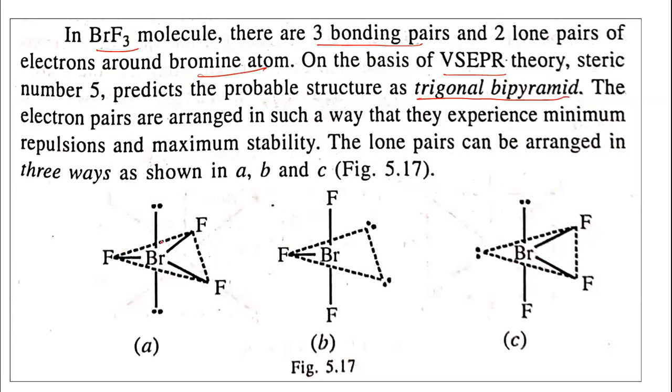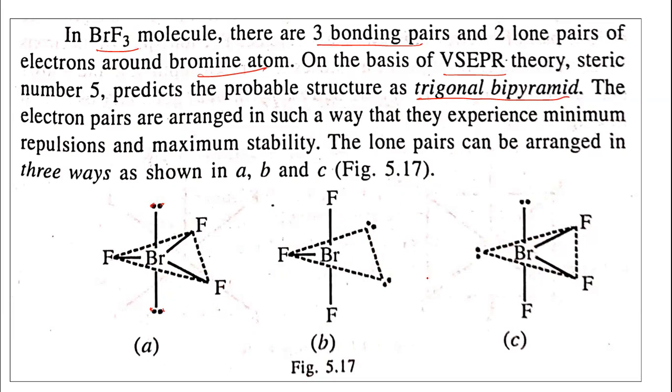This is a trigonal bipyramid. In one structure, the 2 lone pair electrons will be at the axial positions, and at the trigonal plane the 3 BrF bonds are there. In another, these 2 electrons are at the equatorial positions. So we can represent the structure in this way also, or this. Out of these 3 structures, which one is correct? What is the correct position of the lone pairs?